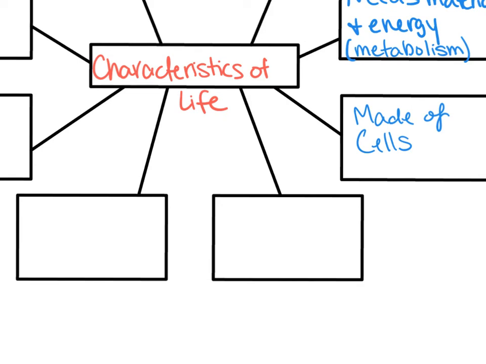Okay, so all living things have a metabolism. They're made of cells. All living things have a genetic code, which we call DNA, right? We'll learn about DNA in this class as well. So that's our genetic code.